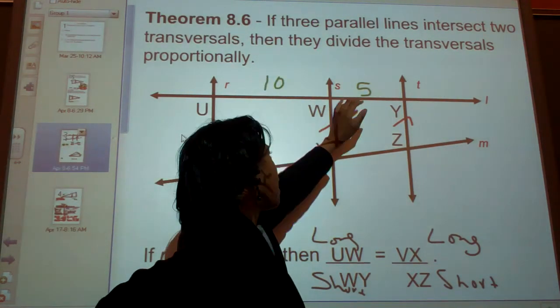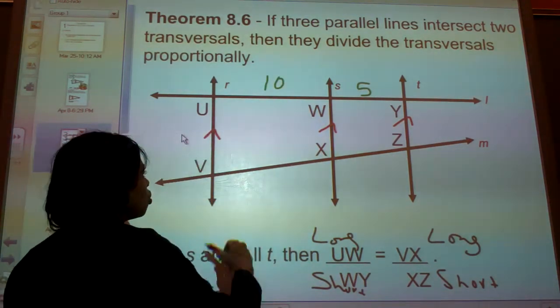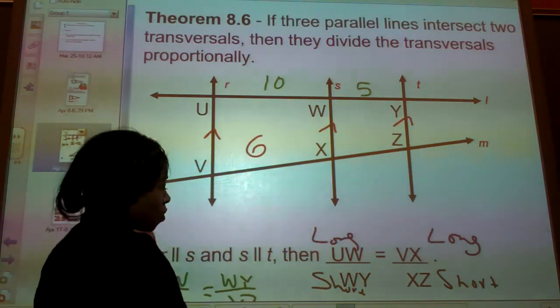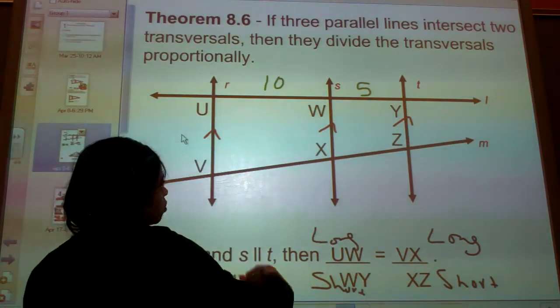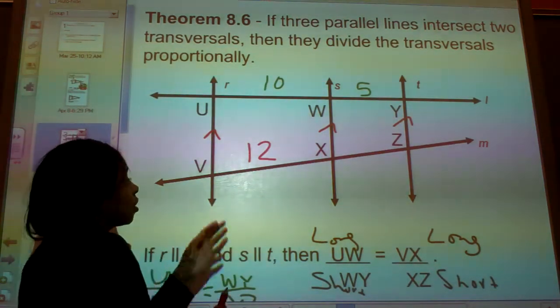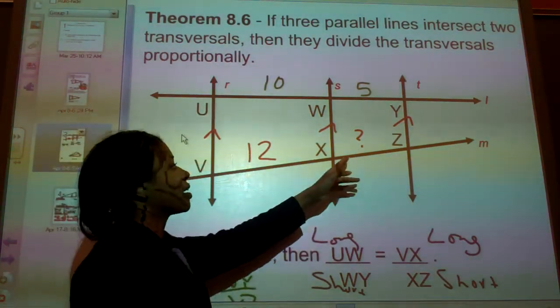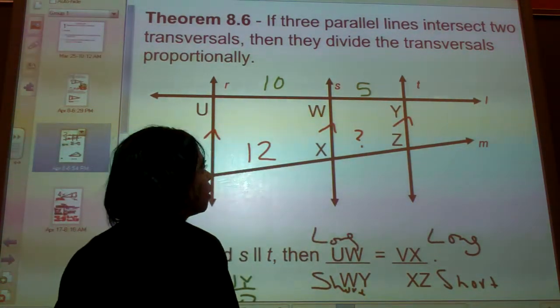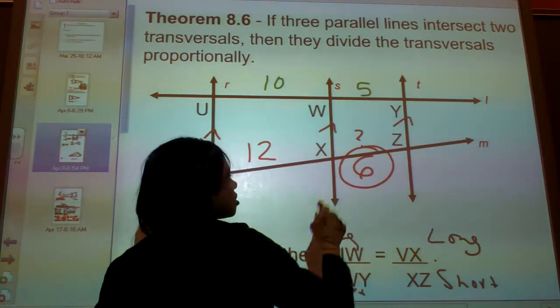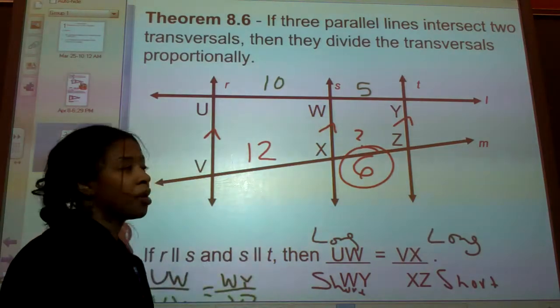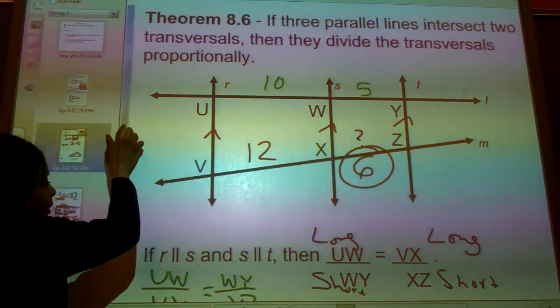Okay? So if UV is proportional to WX, and I know to go from UV to WX is 10 to 5, if I tell you that VX is 12, the question is, what is XZ going to be? And the answer should be 6. Okay? Divide by 2 here, divide by 2 there. Okay?